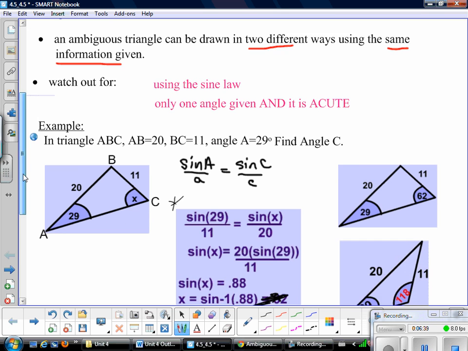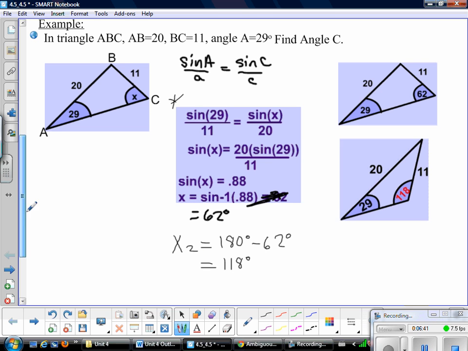It's only if I'm not sure whether the angle I'm finding is going to be obtuse or acute. That's why you can draw it two different ways. That's what we call the ambiguous case. Okay, so now we're moving on, but we just have to be careful of that.